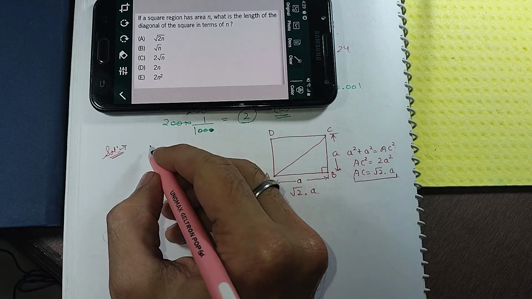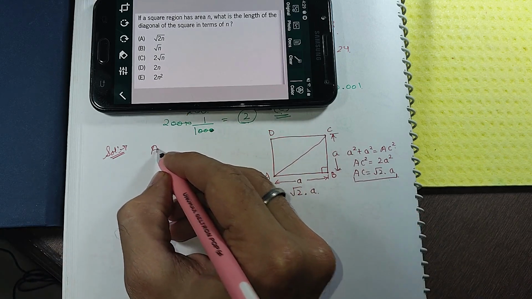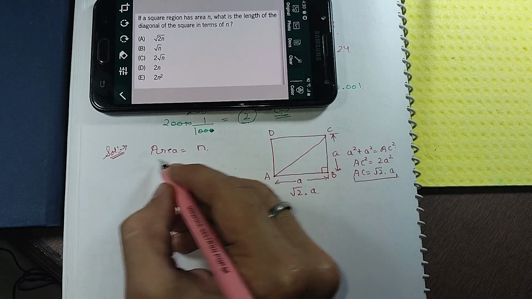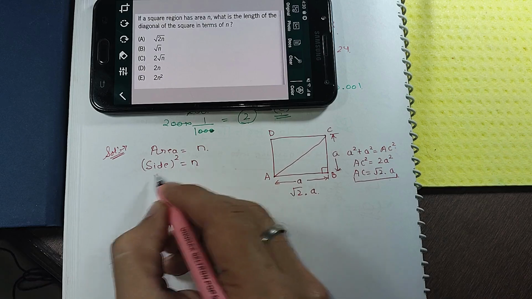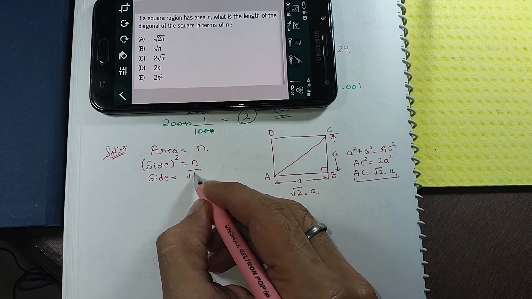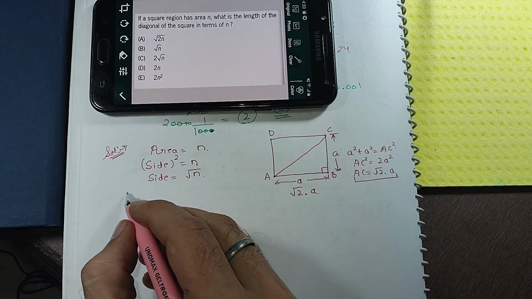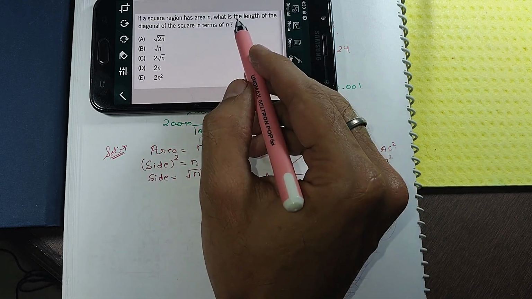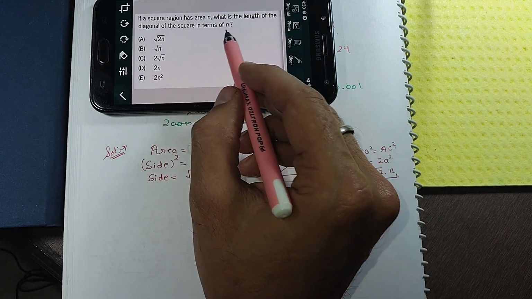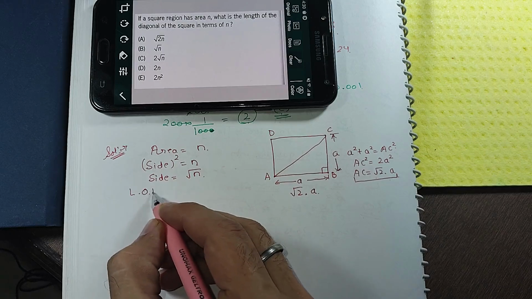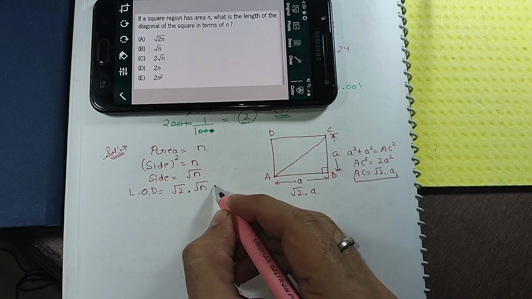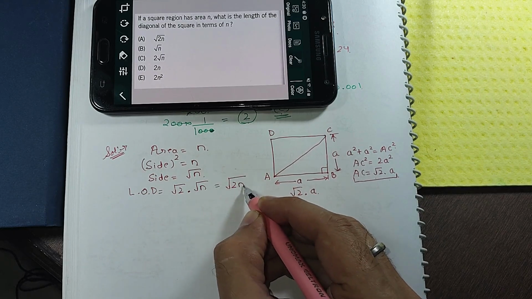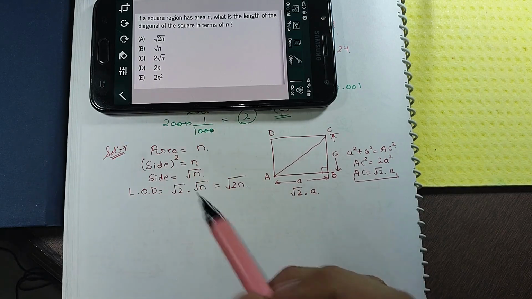Now here we have been given that the square region has an area equal to n. We know that the area of a square is side squared, which is equal to n. So the side will be equal to the square root of n. You have been asked the length of the diagonal of the square in terms of n. So the length of the diagonal will be √2 multiplied by the side, which is √n. So this will be the square root of 2n, and the right option will be option A.